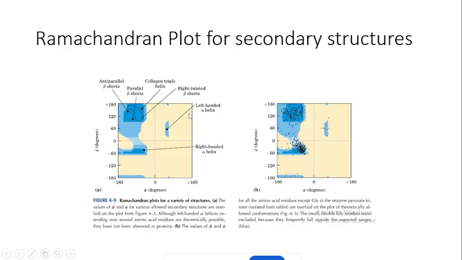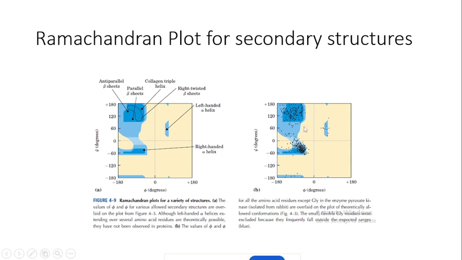So now the Ramachandran plot for secondary structure, as I told you, each of the secondary structures are falling into the allowed region of the phi-psi combination of the Ramachandran plot. See everything. Anti-parallel, right-handed alpha helix, left-handed, parallel beta sheets, all are in the allowed region. None of them are falling in the non-allowed region. That means they are stable and they can exist.